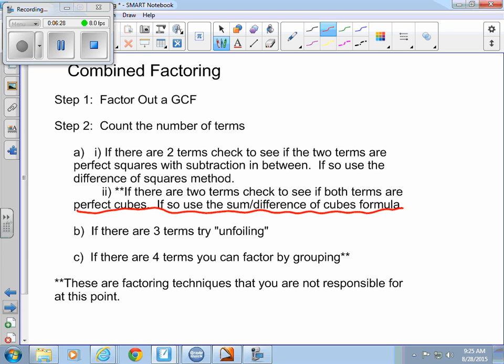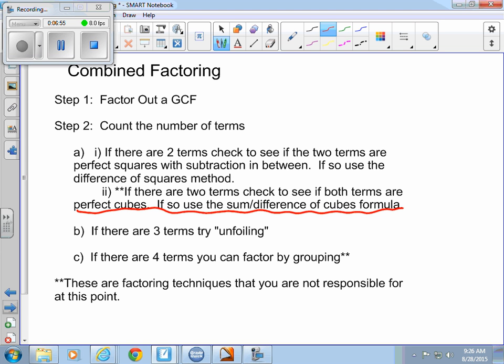If there are 3 terms, we're going to unfoil. And then again, C is starred, so you don't have to know it. If there are 4 terms, you would factor by grouping. Y'all may remember how to factor by grouping. Again, it's not going to come up right now in this class, so for now you don't need to know it. So the double stars are factoring techniques that you don't need to know yet.